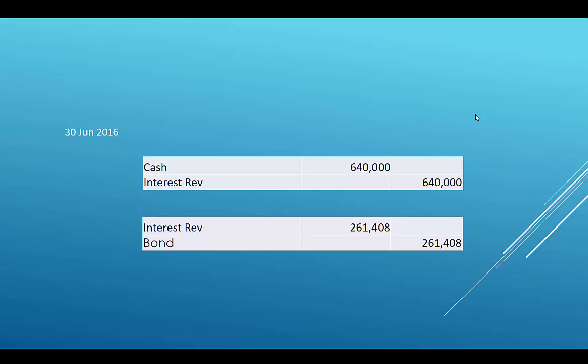But we also need to recognise the decline in our bond value by $261,000, and we recognise that decline in bond value as an expense, or in this case as a reduction of the interest revenue that we've recognised. So this effectively gives us net interest revenue for our bond of only about $380,000. So you can see that we've made a lot less on our bond than the pure coupon rate.